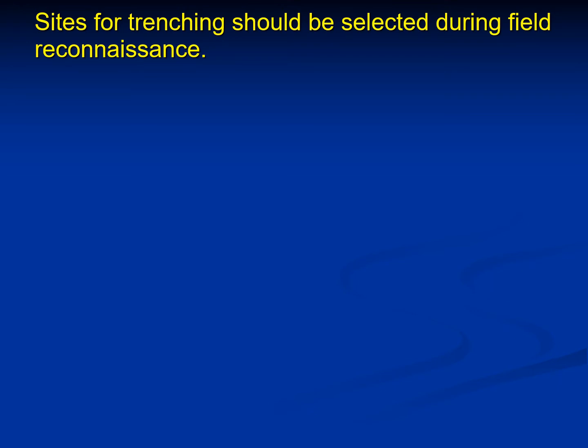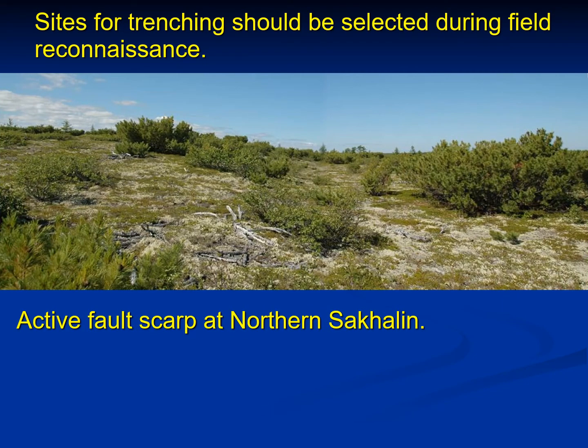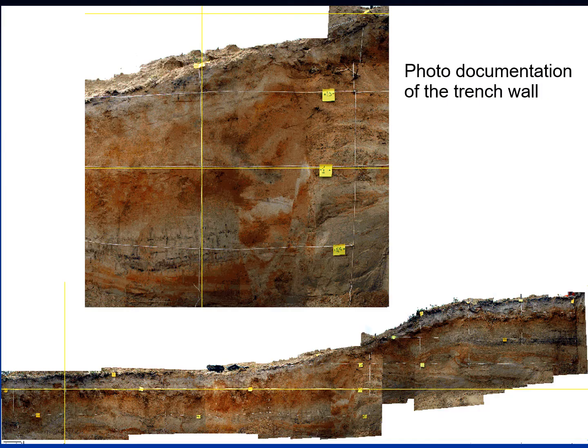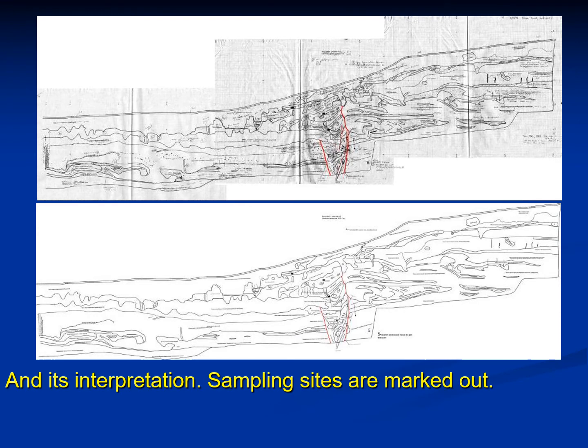Sites for trenching should be selected during field reconnaissance. Here we can see the active fault scarp in northern Sakhalin that was selected for trenching here. And here is the photo documentation of the trench wall. And enlarged section is shown above, and its documentation and interpretation, and with sampling sites are marked out on the lower image.